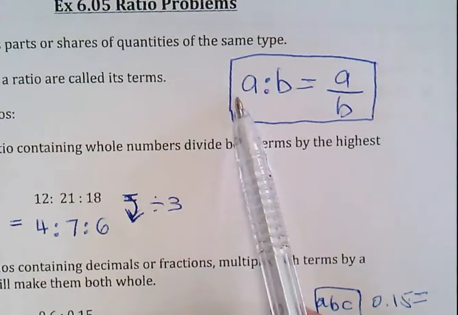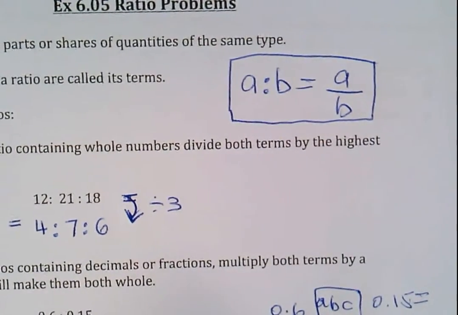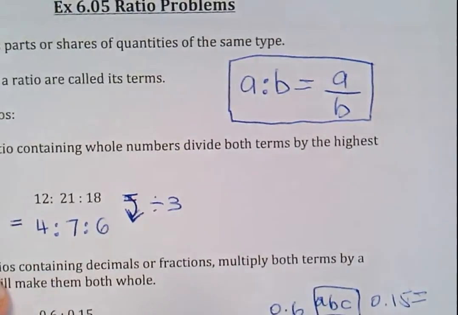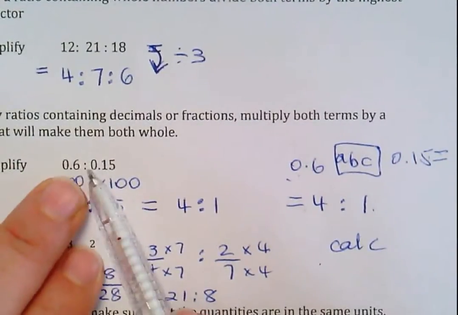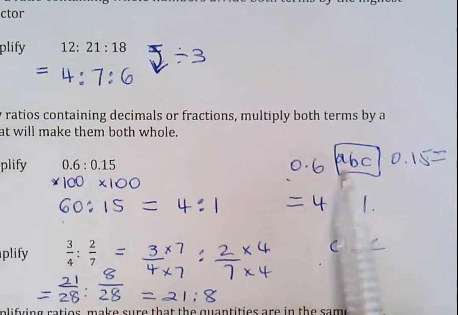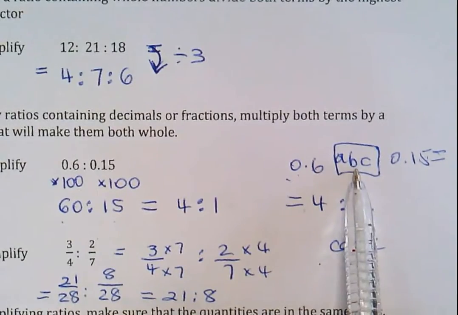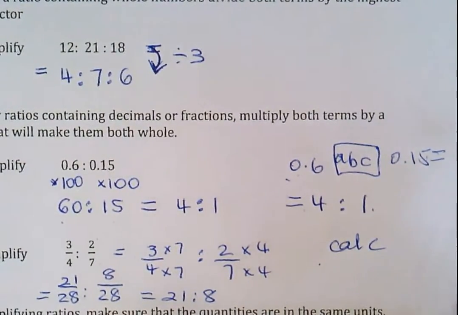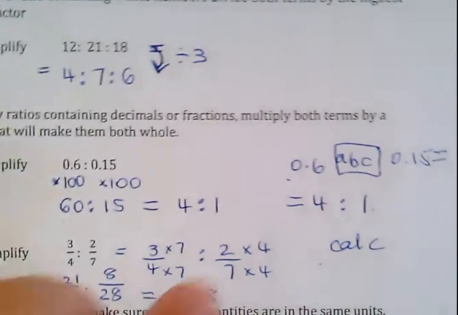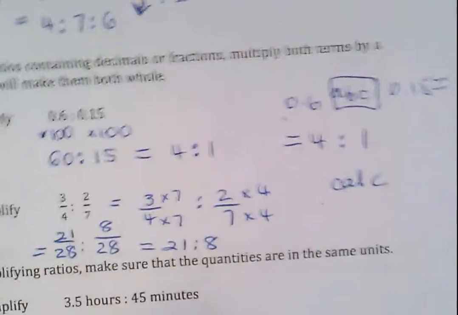Now, ratio A to B can be written in fraction form. The reason I'm mentioning that to you is that when you simplify, that's why 0.6 to 0.15, I can write it as a fraction. You know how the ABC button is the fraction button? I can go 0.6 ABC 0.15 equals. That's writing it as a fraction. Get what I'm doing? So it's first quantity over second quantity.